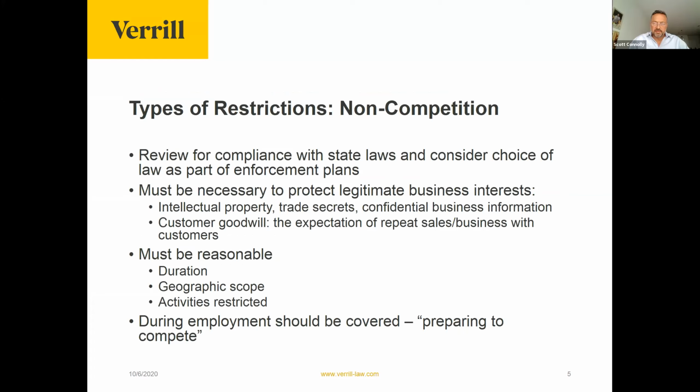We're going to talk about the three main types of restrictive covenants or agreements with employees. And the first is obviously the broadest type of protection for employers. A non-competition or non-compete provision or restriction will prohibit an employee from working for a competitor for a period of time in a geographical area after termination of employment.